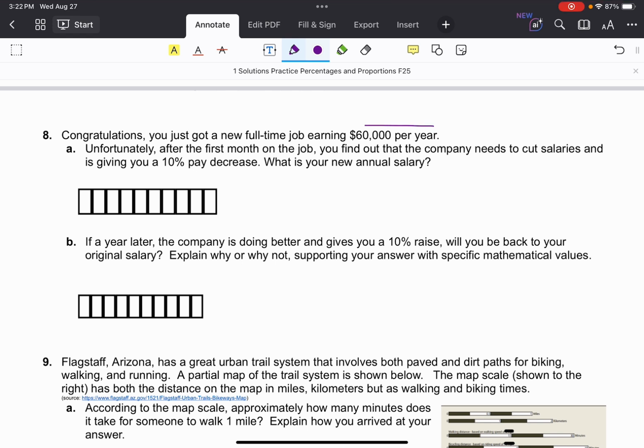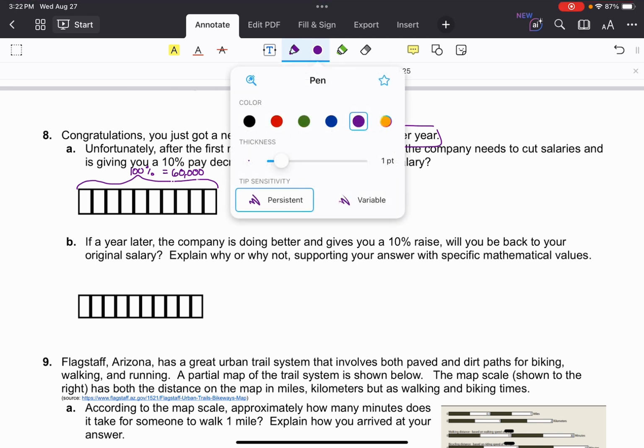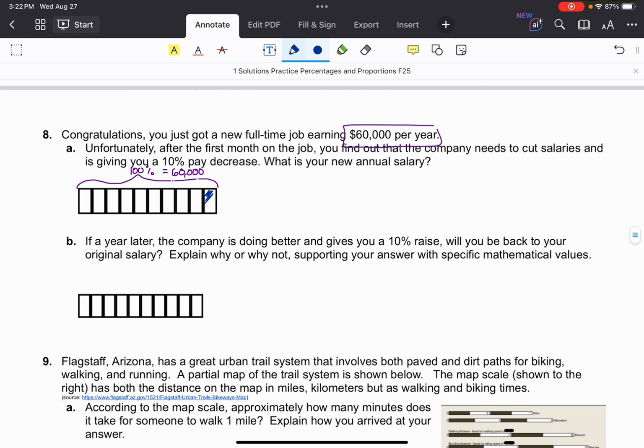So we know that you're making $60,000 a year. Think of this whole thing as our 100% to start, which was $60,000 in a year. Unfortunately, after the first month on the job, your company finds out they need to cut salaries and is giving you a 10% pay decrease. So I took that 100% and split it into 10 parts. Each piece individually would be 10%, and that's how much we're decreasing.